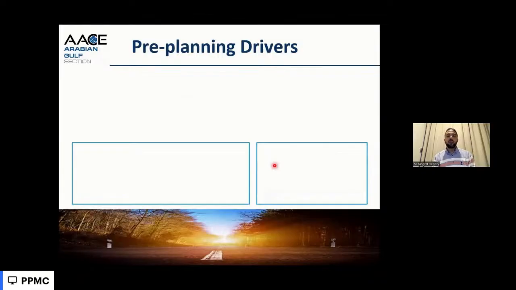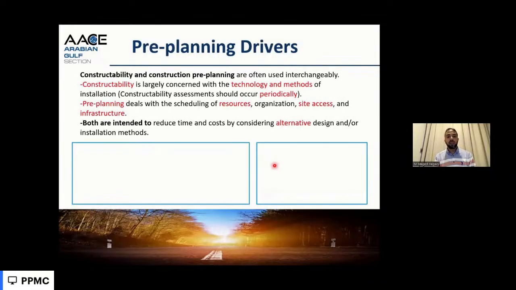We have, before planning, pre-planning drivers, which is the constructability of the project. During the design, they need to consider how this project can be constructed. So the designers also consider the constructability, to design something that can be physically constructed in reality. They call it constructability, and it can be viewed with the technology and methods of construction and installation.